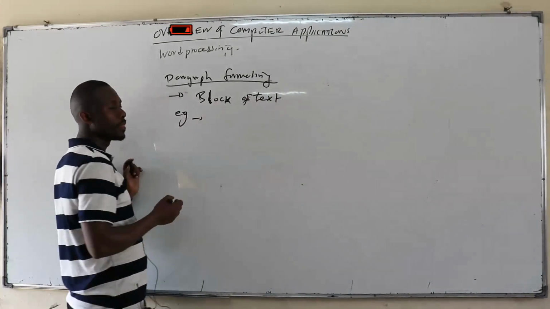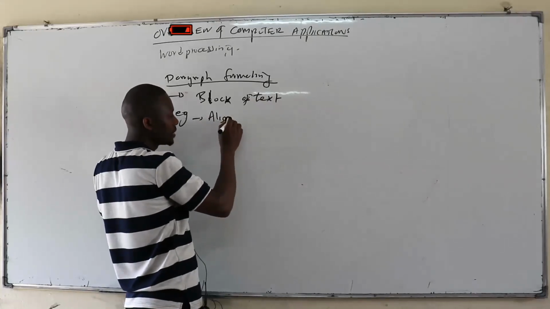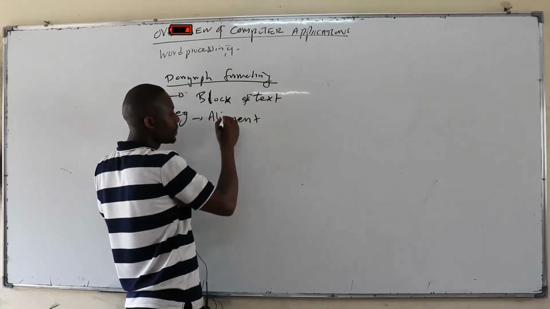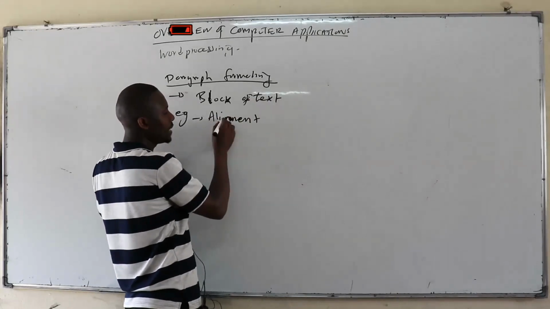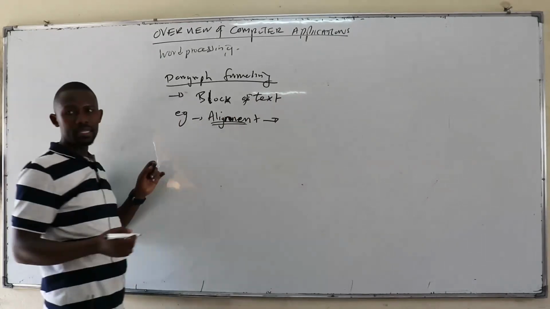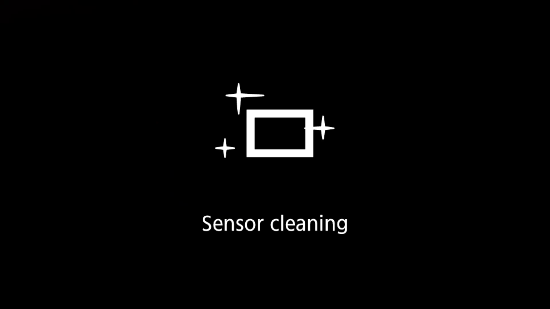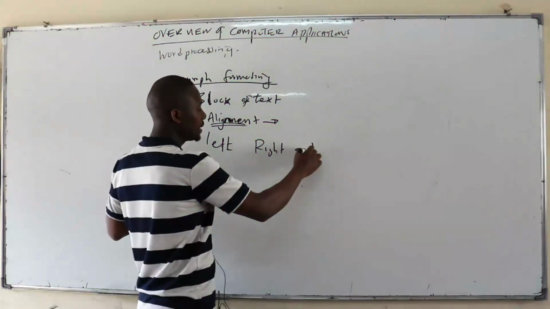Number one, we have alignment. And when we talk of alignment, what are we specifically referring to? Alignment simply means the arrangement of text to the left, right, and center of the page.